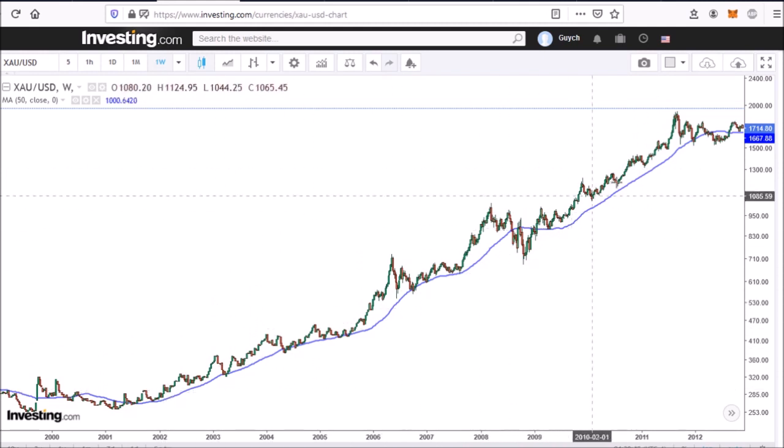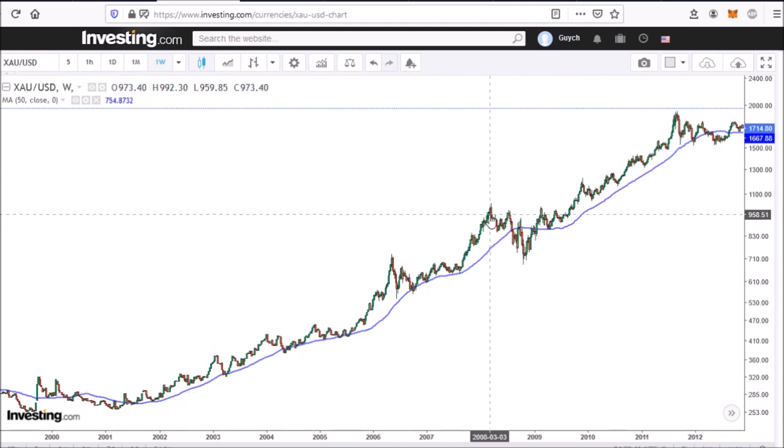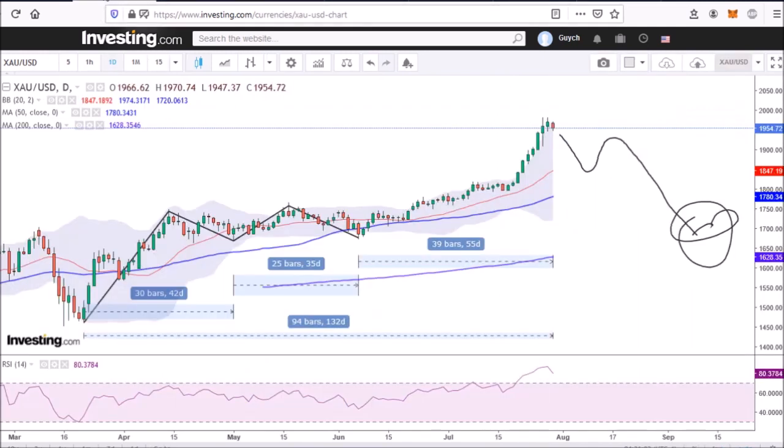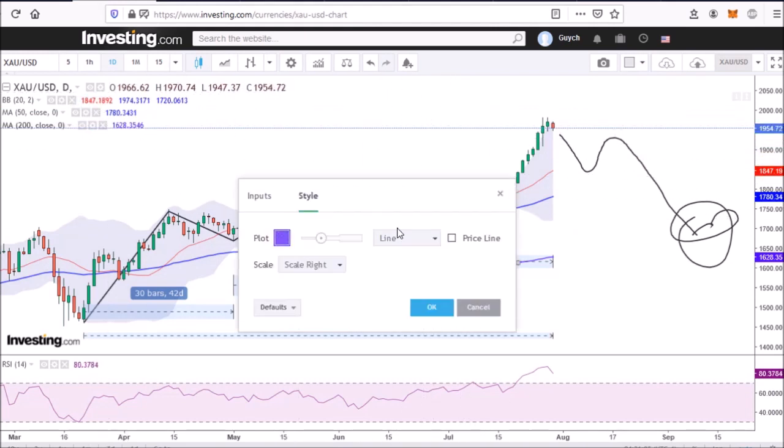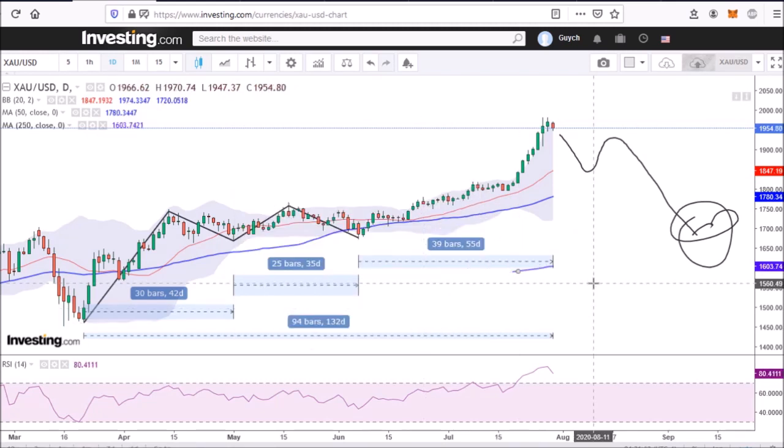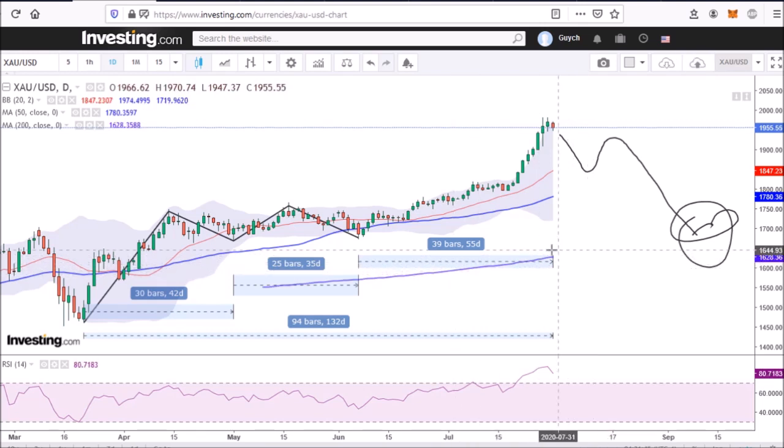And in this 10-year period, it's only been once when the drop in gold went significantly further down than this 50-week moving average. And if we project that into our daily chart, the 50-week moving average would be something like a 250-day moving average, and that's actually at 1600. While the 200-day moving average, the one that we usually look at, is at 1628. So not that much difference between the 200 and 250-day moving averages at the moment.